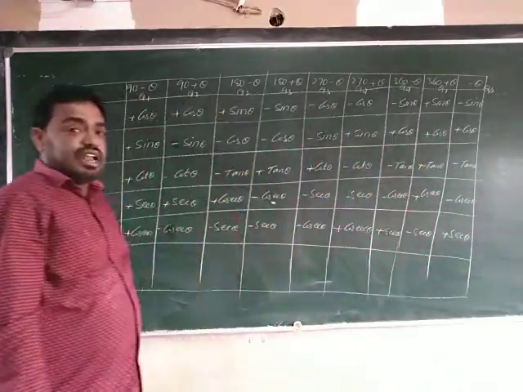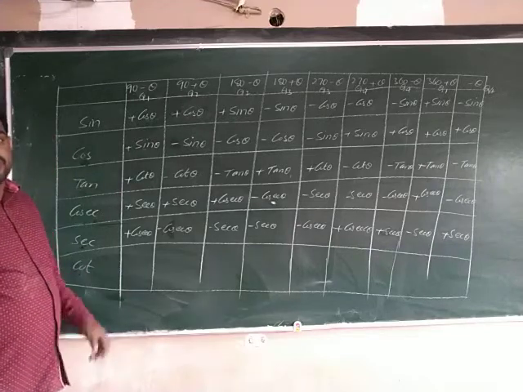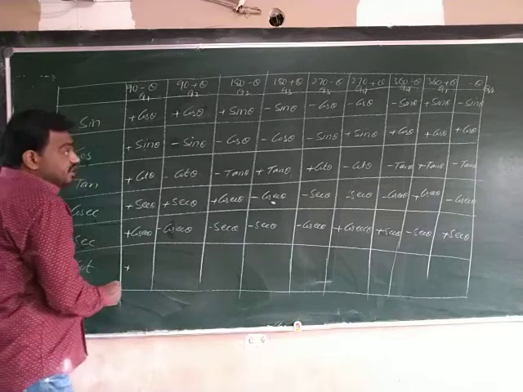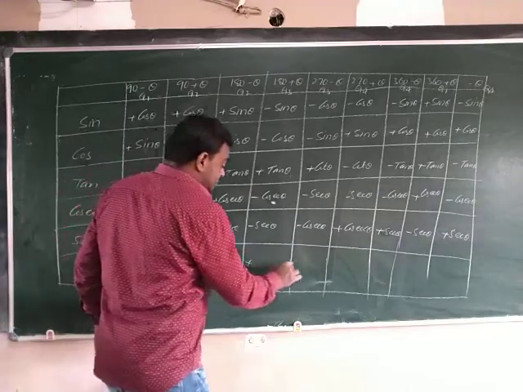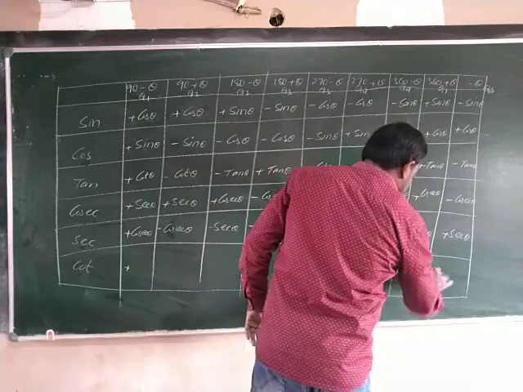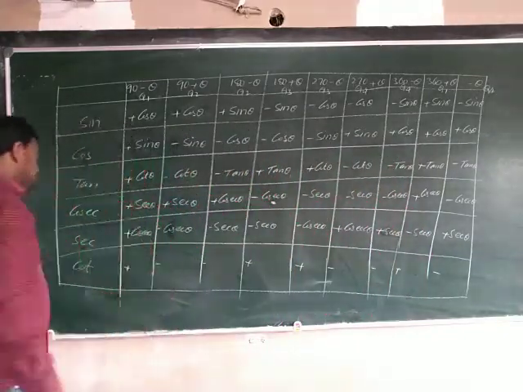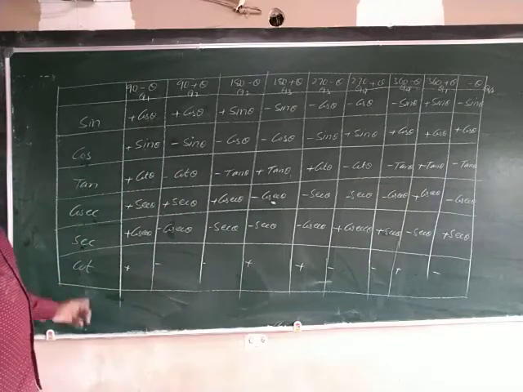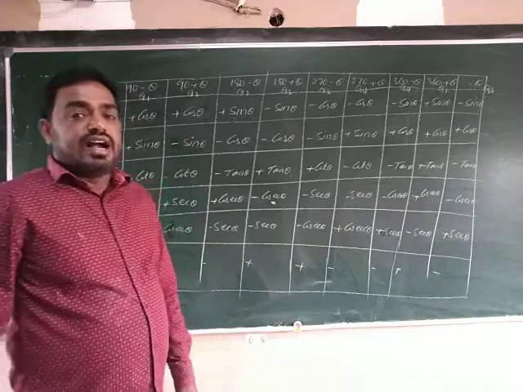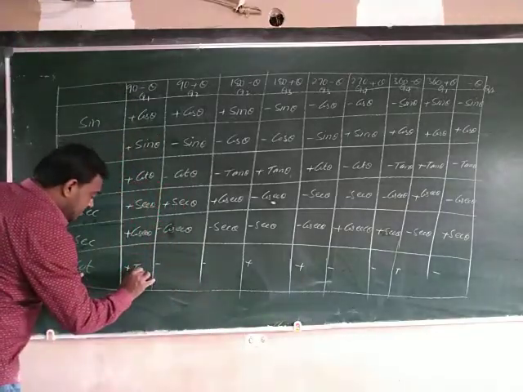Next, the last one, cot. Cot in which quadrant is it positive? First and third quadrant is positive. This is the first quadrant and this one is the third quadrant. And here this is the first quadrant. In the remaining quadrants it is negative. For cot, 90 plus or minus theta, 270 plus or minus theta, cot is changing to tan. So this is tan theta.